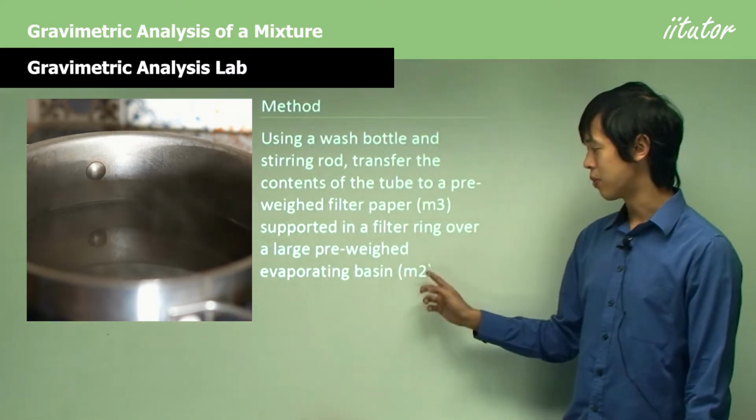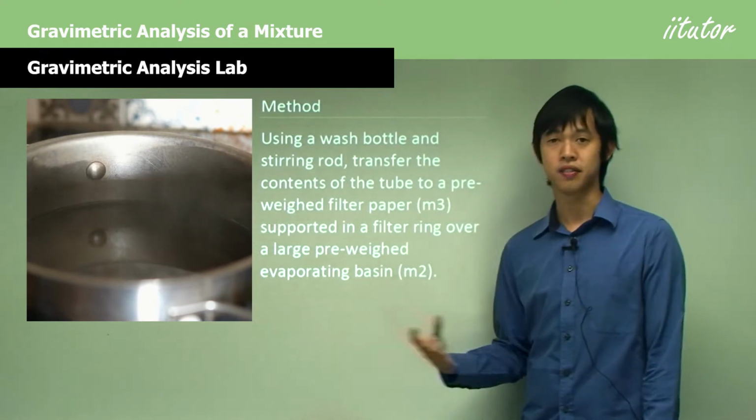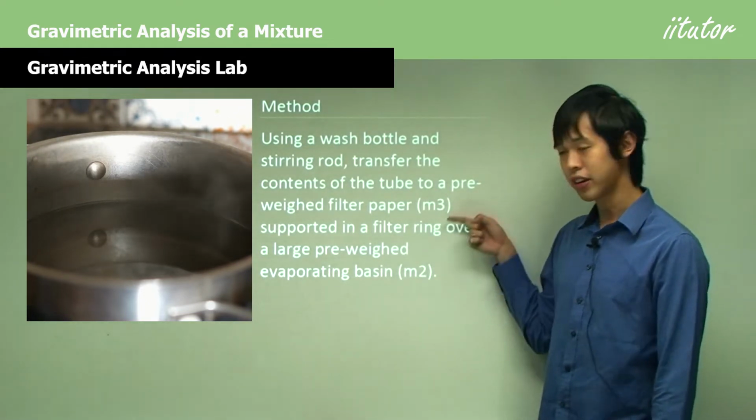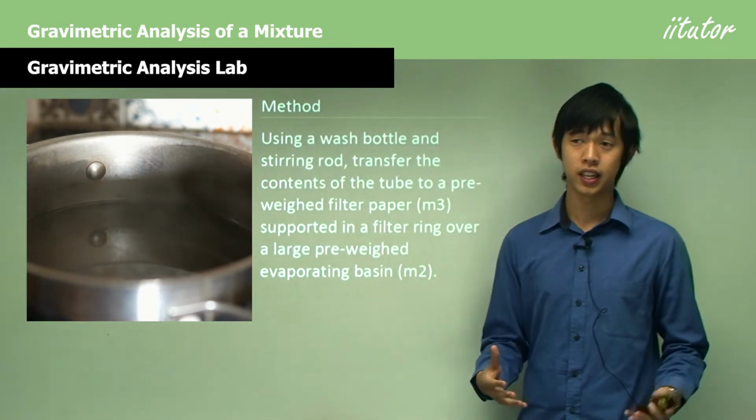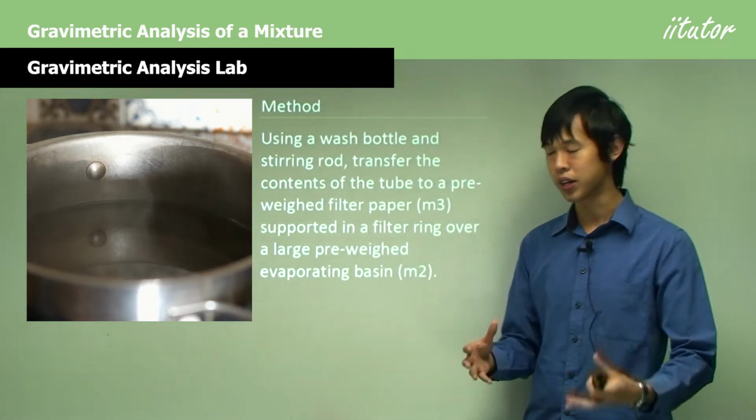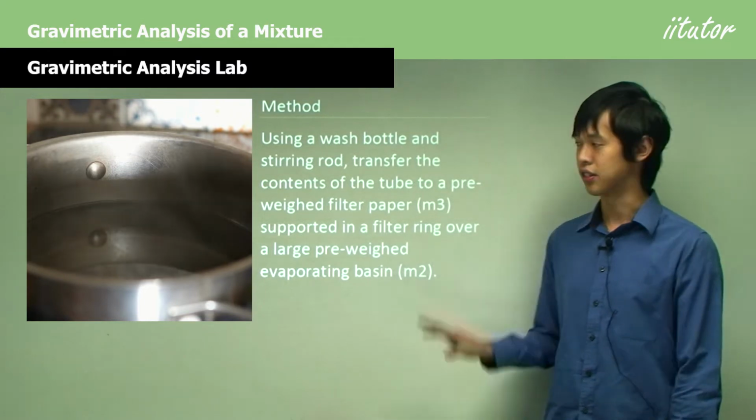And so the pre-weighed evaporating basin has a mass of M2. Basically, M2 and M3 are just the weights of part of the apparatus that we're using, not really the mixture of sand, salt and water. It's just the apparatus. So just keep that in mind.